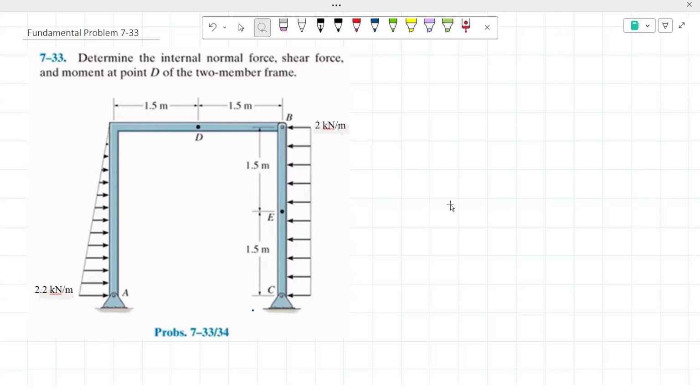Hello everyone, today we're going to be working on fundamental problem 7-33, and this problem is asking us to determine the internal normal force, shear force, and moment at point D of the two-member frame.